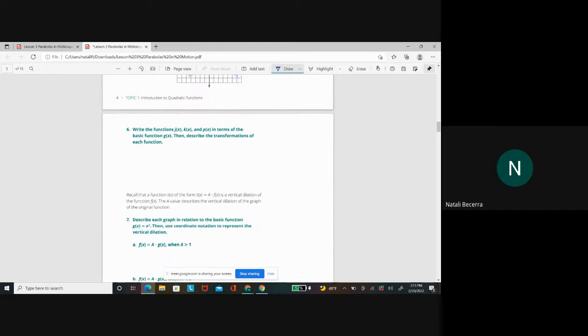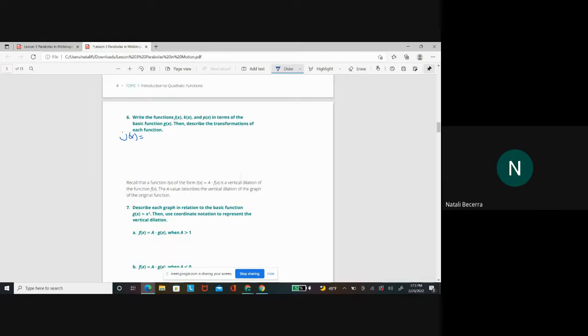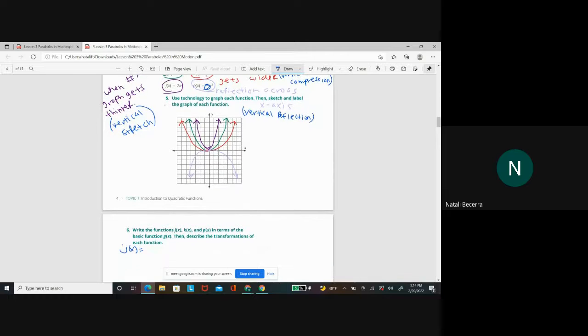Let's go ahead and move on to number 6. Let's see. All right, it says write the function j of x, k of x, and p of x in terms of the basic function g of x. Then describe the transformation of each function. So j of x equals, what was it? I'm going to have to go up a little bit. J of x equals 2 g of x.